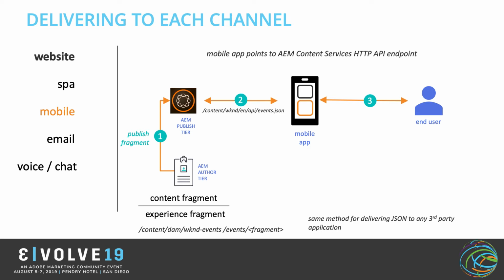With mobile, it's slightly different. So with mobile, the first thing we did was we published the fragment to the published tier in AEM, and the mobile app is basically pointing to the publish tier of AEM and saying, hey, give me all the events in that JSON that I showed you earlier. It takes that JSON, it styles it, it does whatever it needs to do, it presents it in a mobile-friendly way, and then that's how the end user is interacting with it. Now, this method of sharing this information through JSON is true for pretty much any third-party application, right? Any third-party application, you're just making a call to AEM published tier, getting the content in JSON format, and styling it however you want for your channel. So this is very similar to every other approach.